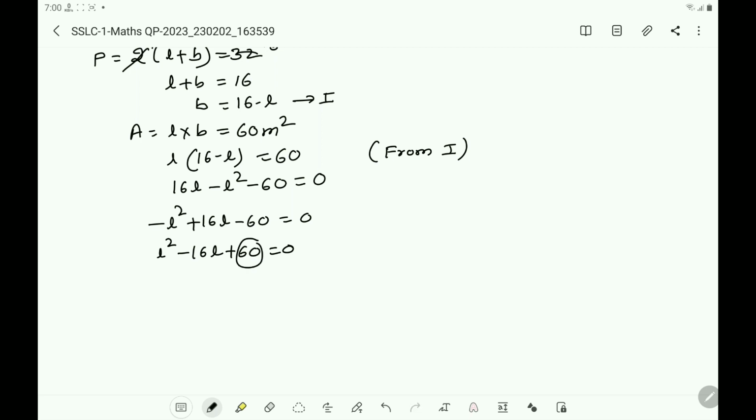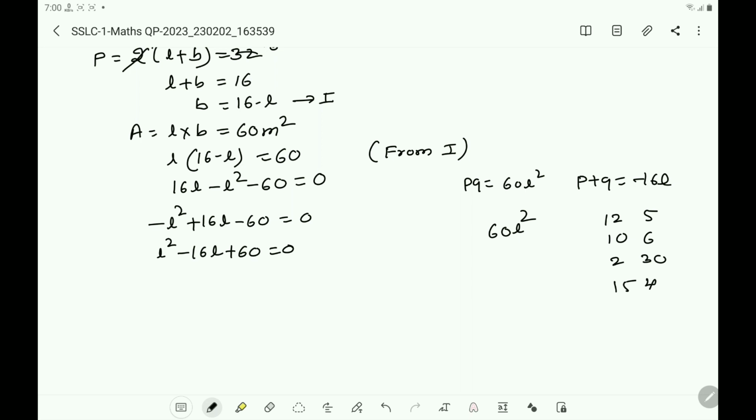Here the product is 60 L square. If you take the product PQ as 60 L square, then the sum P plus Q is equal to minus 16L. You factorize it, that is, take the sum and product. In which table is 60 there? There are many tables. You know that 12 5s are, 10 6s are, 2 30s are, 15 4s are, like this way. But here the sum is 16, which means you must take this one.